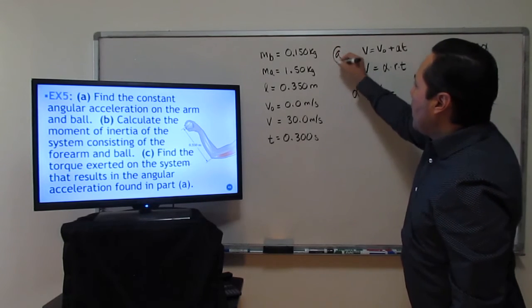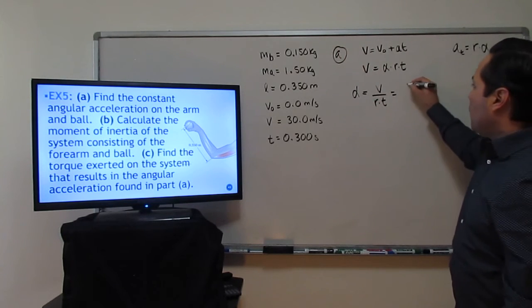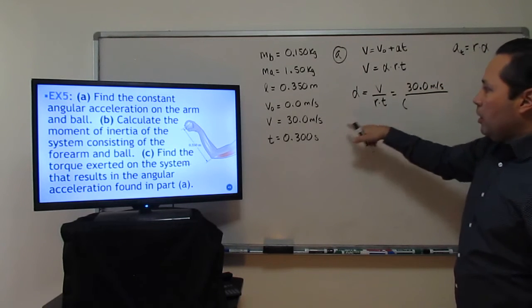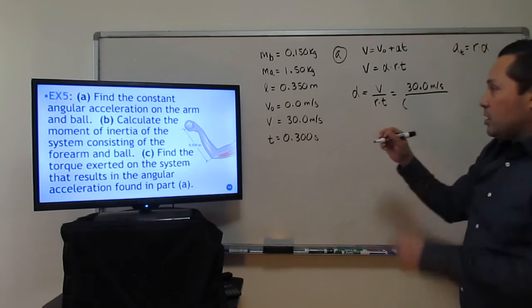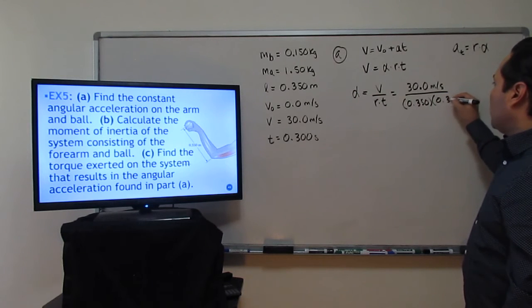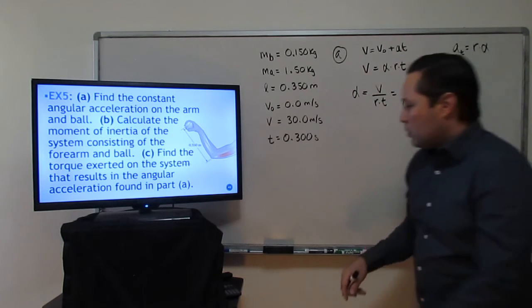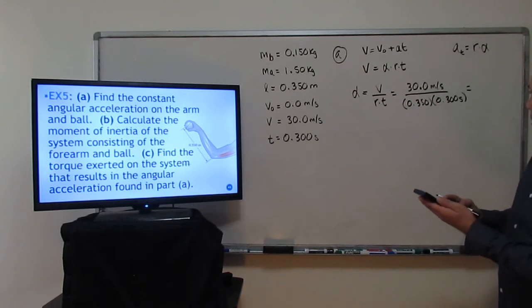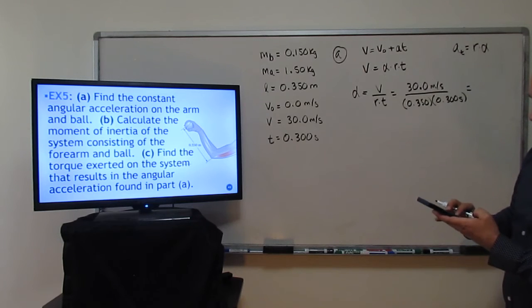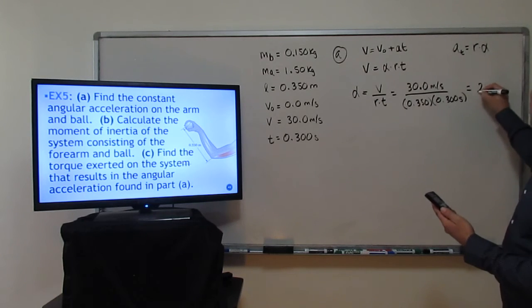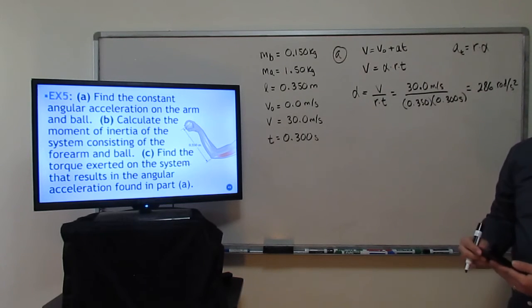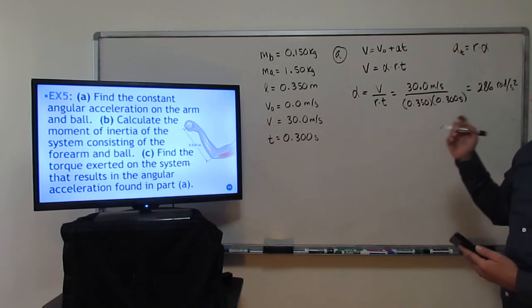This will be part A. Let's plug in the values. The velocity is 30 meters per second. I want to divide it by r, the length from the elbow to the center of the ball, which is 0.350, multiplied by the time, which is only 0.3 seconds. Plugging that into the calculator, 0.35 times 0.3, the denominator, is 0.1. So it's 30 divided by our denominator, which gives us 286 rads per second squared. That will be part A, the angular acceleration for the ball.